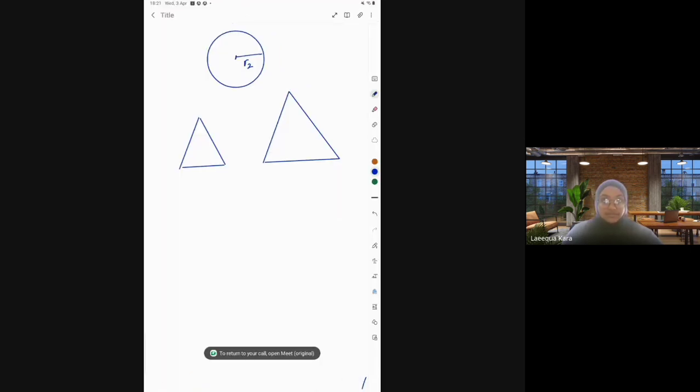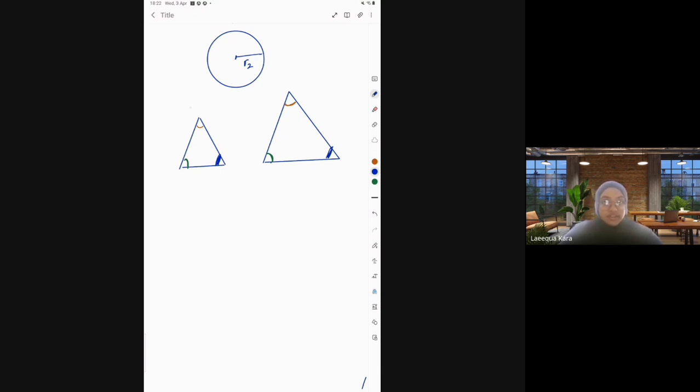So these two triangles, I would say that they are similar to each other if this angle is equal to this angle, this angle is equal to this angle, and maybe this angle is equal to this angle. Now, if we have two triangles and I have two angles of the triangle which are equal, then by default the third angle is going to be equal because, as you are aware, the sum of all the angles in a triangle is equal to 180.